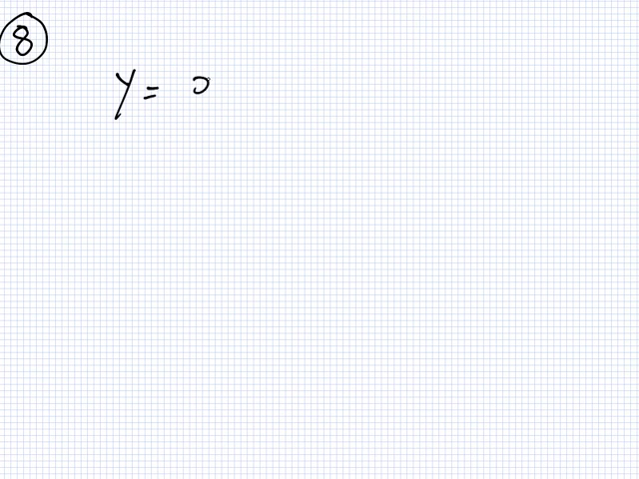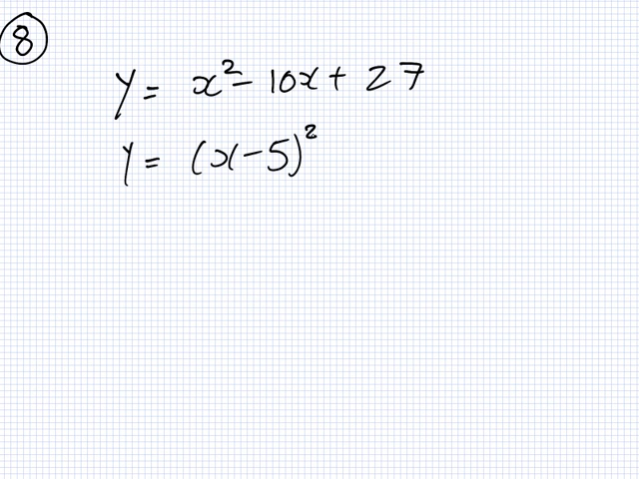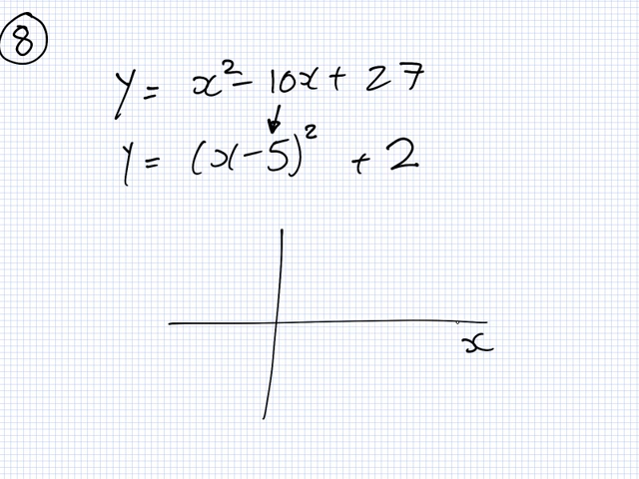y equals x squared minus 10x plus 27. Complete the square. y equals (x minus 5) squared, because remember it's half of this. And then the number at the back, if you remember, is 27 minus 25. Which means the graph will have a point here, 5, 2. Come on, catch up with me.